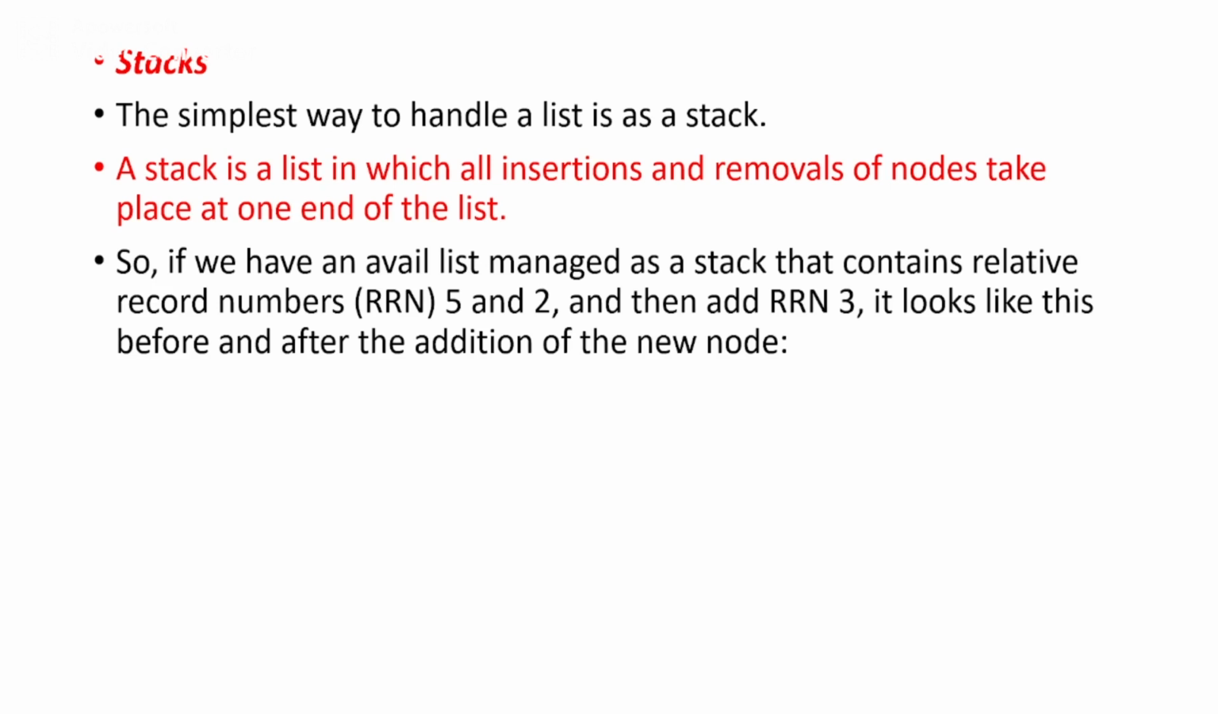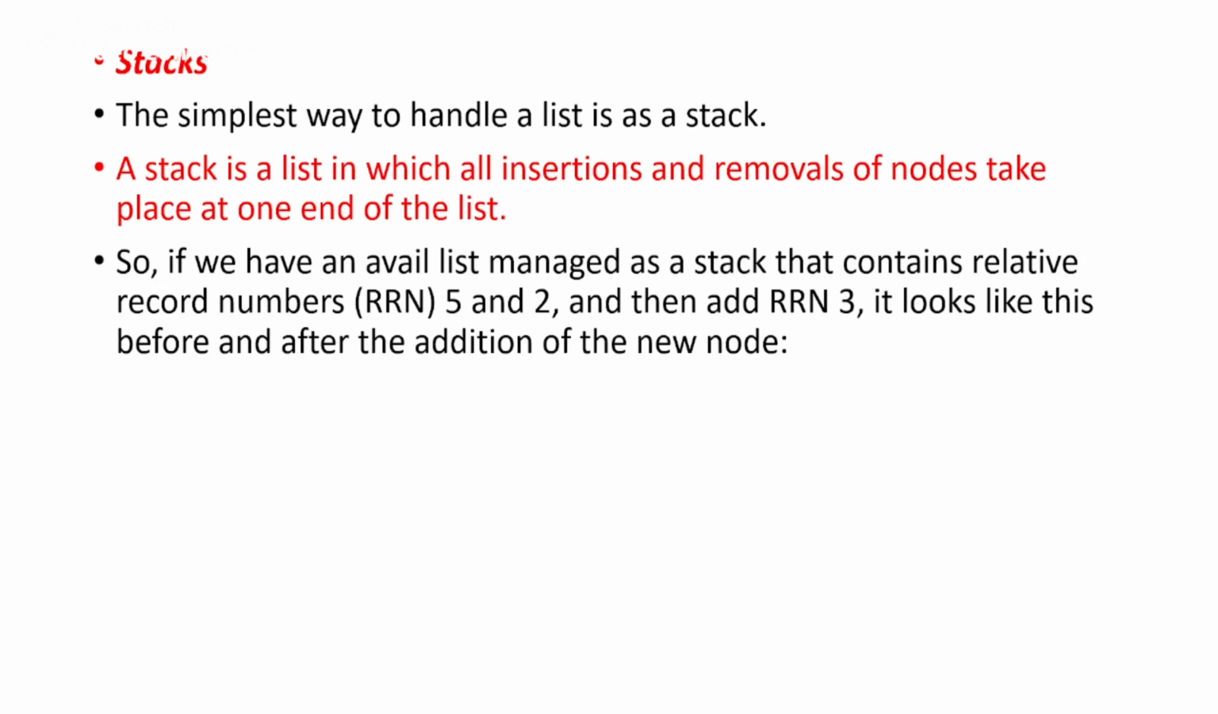The next thing you have is the stack. What exactly is a stack? It is the simplest way to handle a list. The list is made up of deleted records that have become available space within the file, and we usually call it an avail list. A stack is a list in which all insertions and removals of nodes take place at one end of the list.